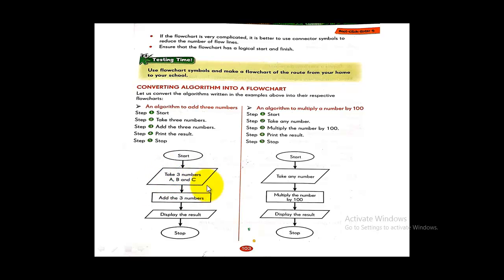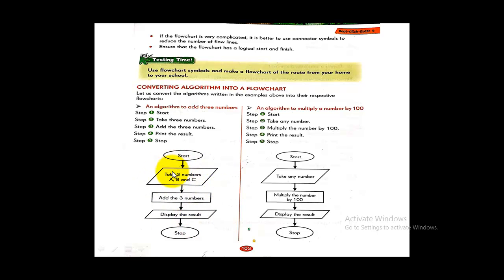The program takes input a, b and c, and after that add the three numbers. Okay, this is the process. Then display the result. The display is shown in a parallelogram.